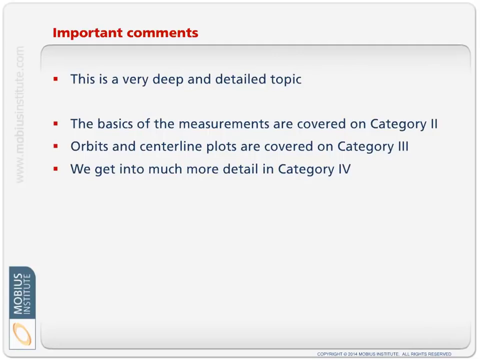In Category 3, we talk more about orbits and centerline plots and get into more about the shapes of the orbits and the centerline plots. But Category 4 is really the place where we talk about this in much more detail. We talk much more about the different types of bearings and about rotor dynamics and the mass stiffness damping and rotor modeling and all sorts of things. So again, Category 4 is really the place where we talk about a lot of these topics. So in this presentation, you'll see little bits, I guess you'd say, from all three levels. But I hope you'll agree that the simulations and animations we use make it all understandable, whatever level of vibration analysis you're at the moment.